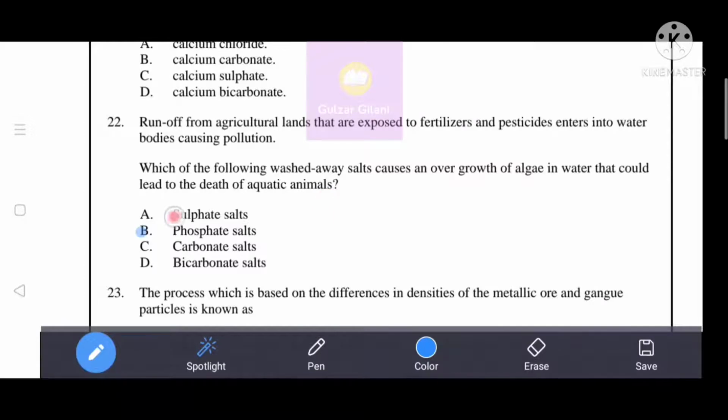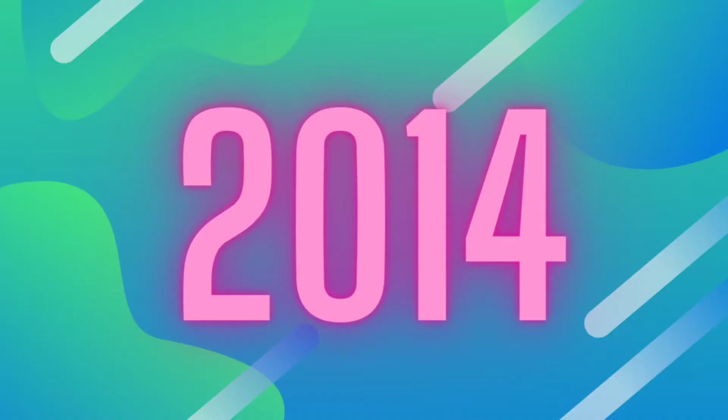Given options: sulfate salts, phosphate salts, carbonate salts, bicarbonate salts. The correct answer is option B, phosphate salts. Because of phosphate salts, overgrowth of algae in water occurs that could lead to the death of aquatic animals. B, phosphate salts, is the correct answer.